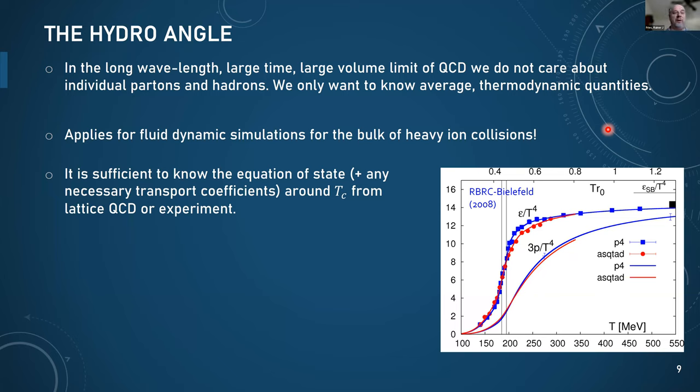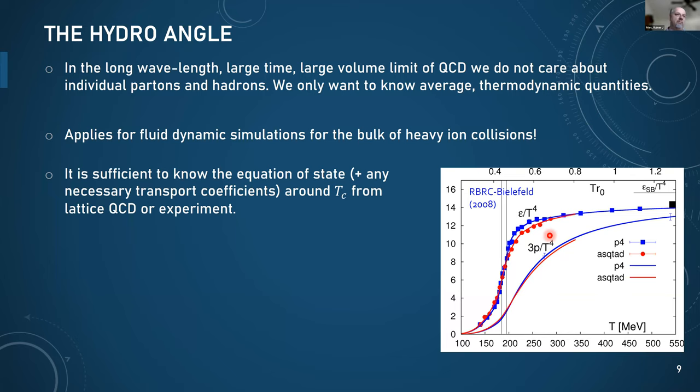Then we know how to do this because you can just take a fluid dynamic calculation, relativistic fluid dynamics, say to describe the bulk of a heavy ion collision, and all that hadronization is doing to these average quantities is encoded here in this equation of state. And if you have viscous fluid dynamics, maybe there are also some transport coefficients that you need to track across T_C.